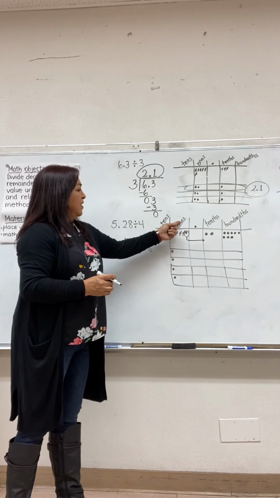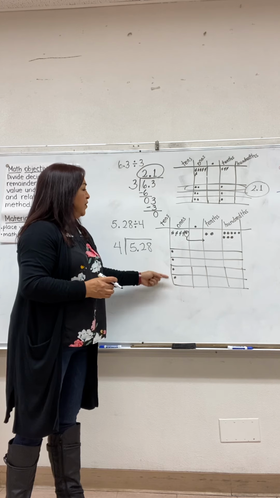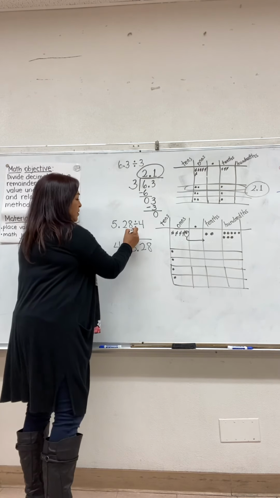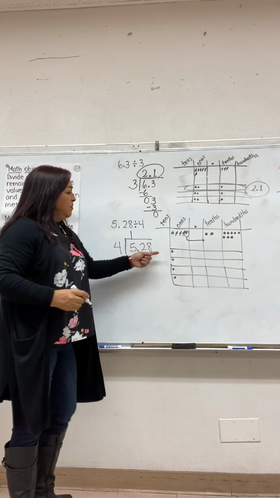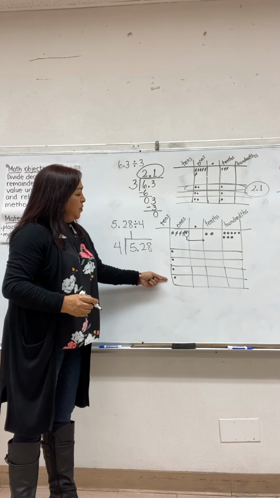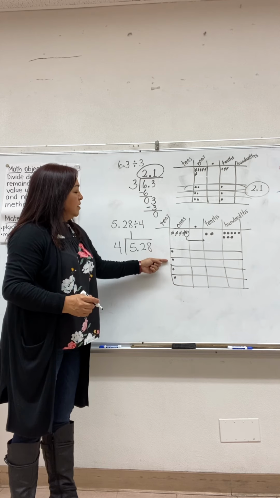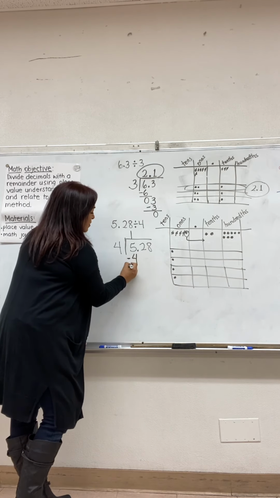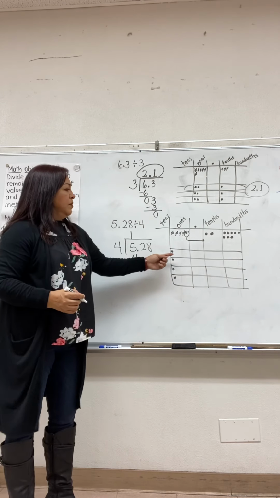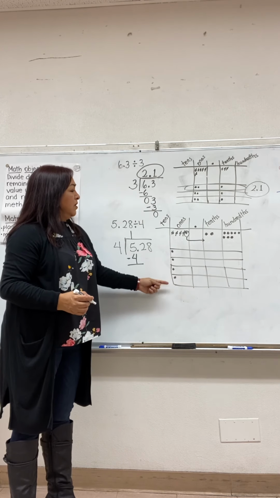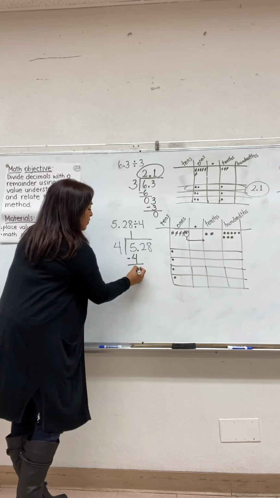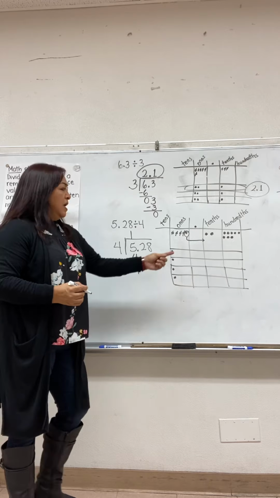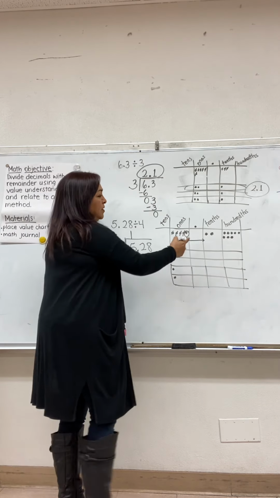So I divided 5 ones into 4 groups, and I was able to place 1 unit into each group. And after placing 1 unit into each group, I distributed 1, 2, 3, 4 units in total. So I'm gonna go ahead and subtract that. And after distributing all the 4 units, I had 1 unit left over. Now, let's go ahead and unbundle that 1 into the tens.